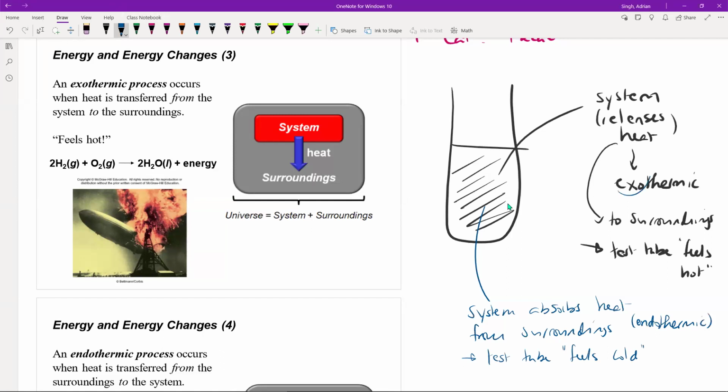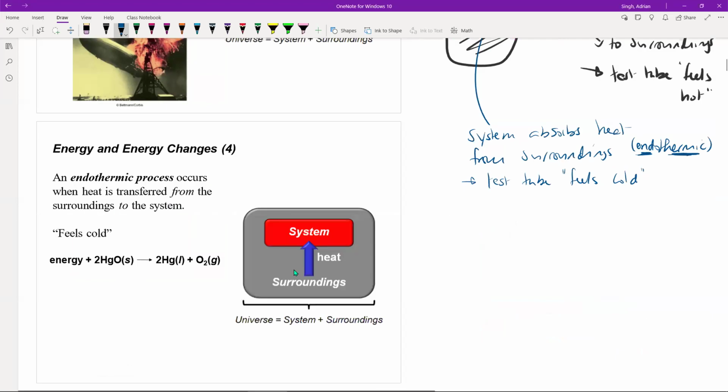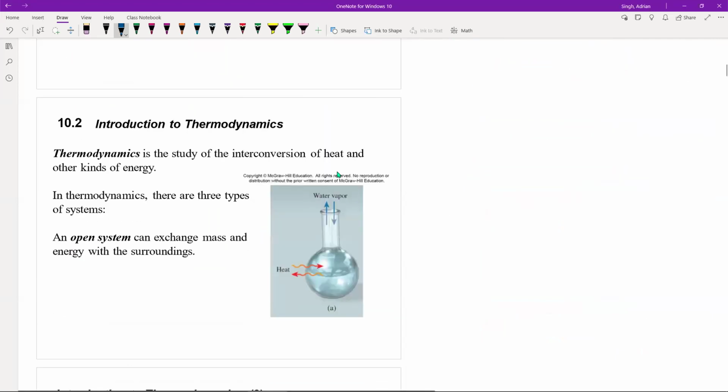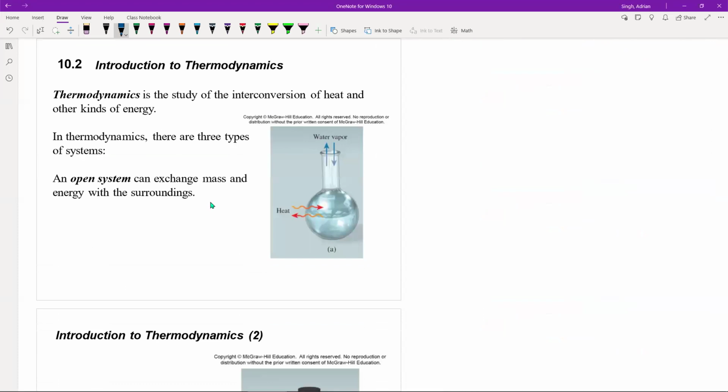So exo meaning to the outside, and thermic meaning heat energy. So heat energy released to the outside, and endo meaning to the inside, and heat energy. You can use a couple of things here to help you remember what each of them actually means. So exo versus endothermic is relative to the system that we're studying in terms of the heat or the thermal energy changes.